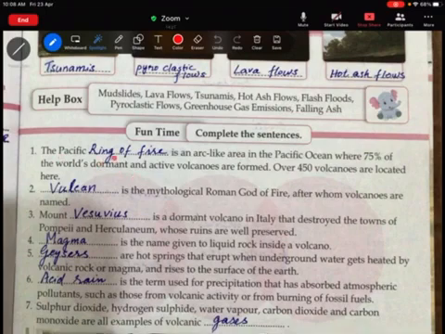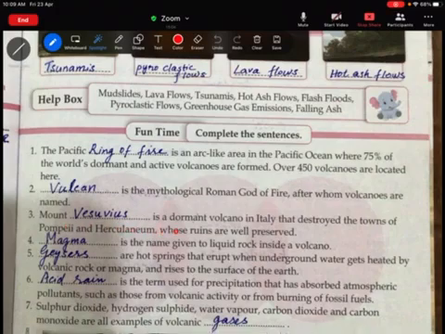So, the Pacific Ring of Fire is an arc-like area in the Pacific Ocean where 75% of the world's dormant and active volcanoes. What is meant by active volcano? Known to erupt at intervals or at any time. Active means at any time or at regular intervals. Over 450 volcanoes are located here. Next, Vulcan is a mythological Roman god of fire after whom volcanoes are named. Vulcan is that god.